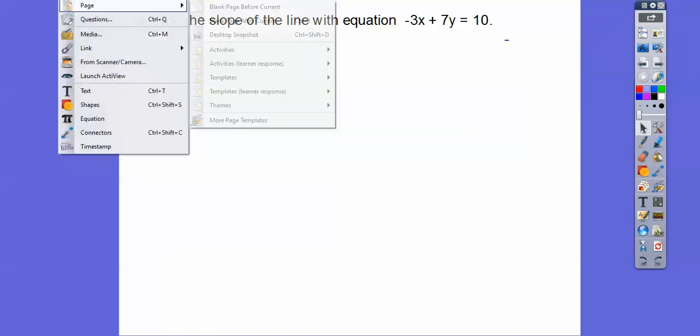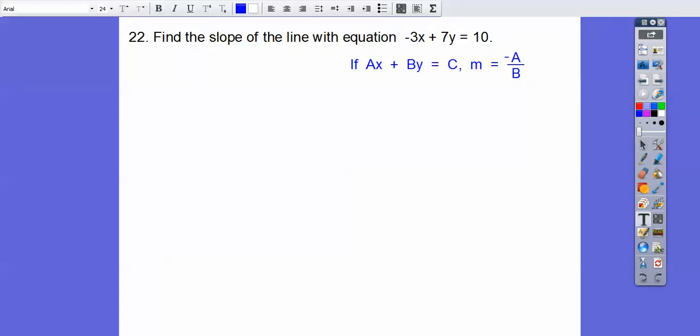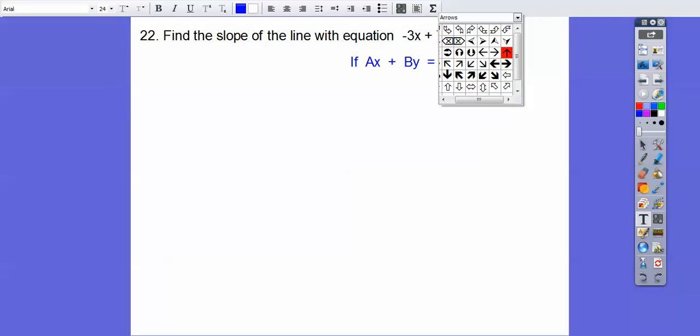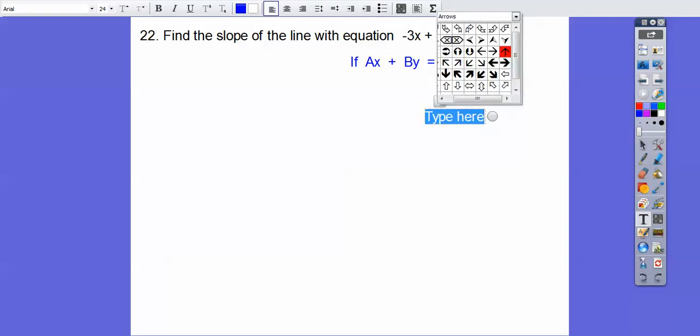Okay, right here, you guys, if it's in that form, standard form, ax plus by equals c, okay? Let me grab an arrow. Ax plus by equals c.